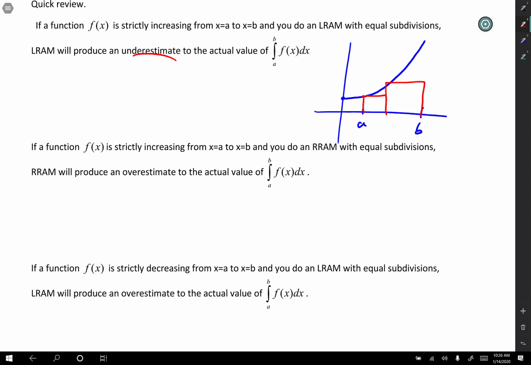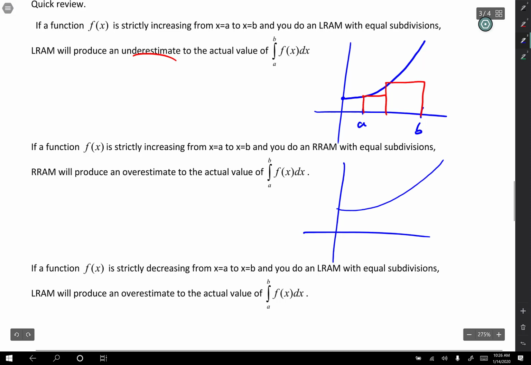If a function f of x is strictly increasing, so let me draw again, strictly increasing. And I'm going to go to A to B again, A to B. Then if I do RRAM, I'm going to say boom, boom, and boom, boom. If I do RRAM, this is an overestimate. Are we still okay?